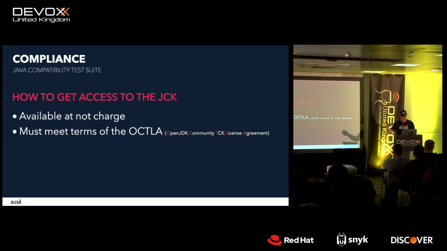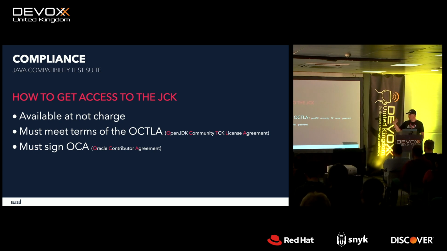You can take the OpenJDK source code. You can apply for the TCK or JCK in this case, and then you can build your own JDK if you like. But that means you have to run all these tests, which is really, you don't want to go there. And you also have to sign the OCA, the Oracle Contributor Agreement.